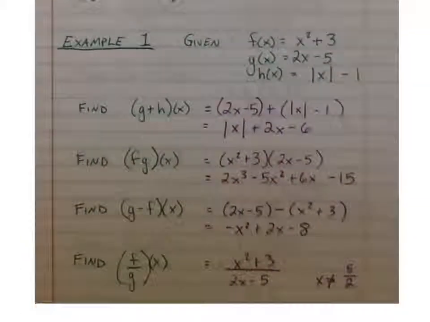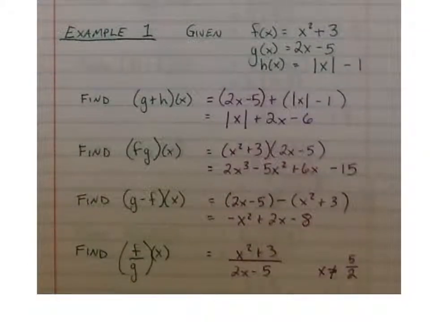So this is how it'll appear generally: we'll be given a list of equations. The first thing they ask us is to find g plus h of x. So we write g of x, and then we want to add h of x. And h of x is this one, so we add the absolute value of x minus 1, and then we combine all of our like terms. There's only one absolute value symbol, the 2x is by itself, and then negative 5 plus negative 1 is negative 6.